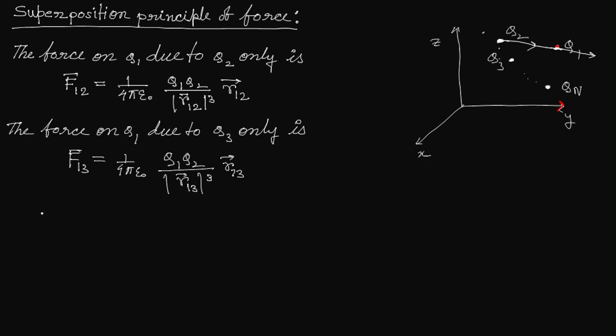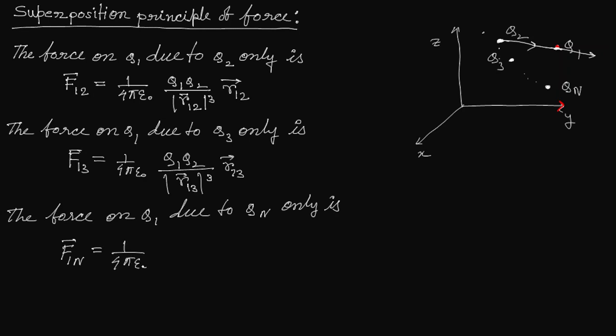In the same way you can also write the force on Q1 because of Qn only: F1n equals 1 by 4 pi epsilon naught Q1 Qn divided by R1n cube into R1n vector. Okay. So in this way, we can write the force on Q1 because of the individual charges Q2, Q3, Q4 up to Qn.